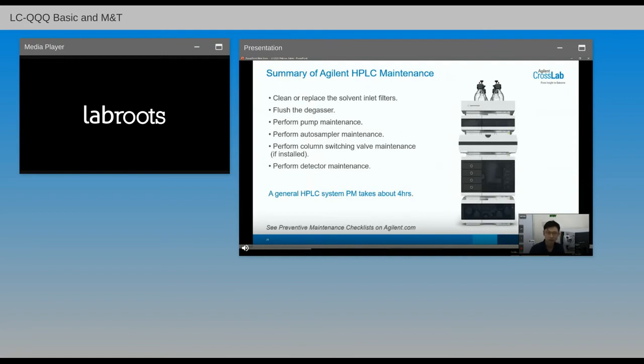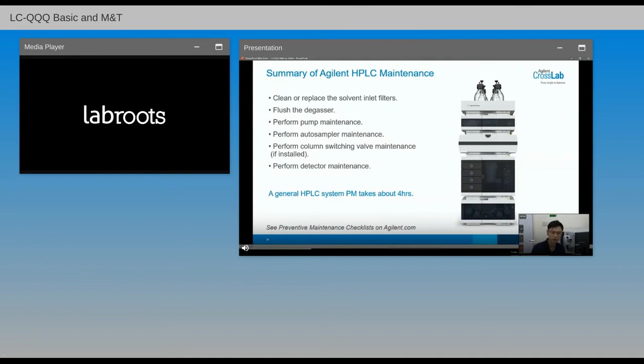In terms of the LC, it is also a very important component because that's where our sample introduction is, right? And that is where also the solvents are being pumped through the system. You try to limit the instability through the pressure itself. You should have a very good stable baseline, and that comes from the pump performance itself, having a good performing pump.